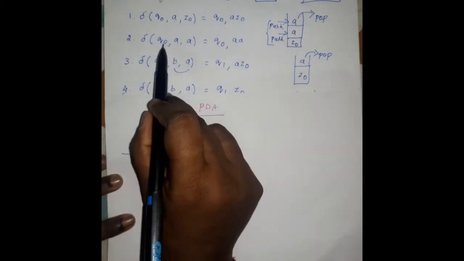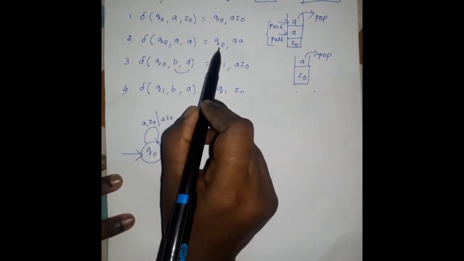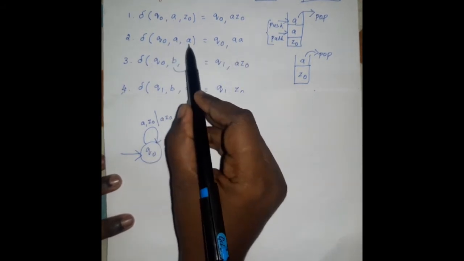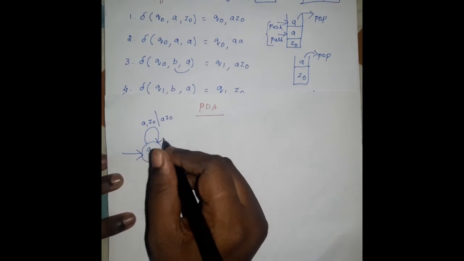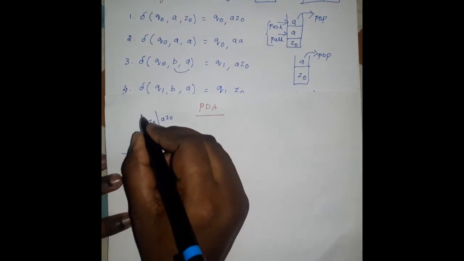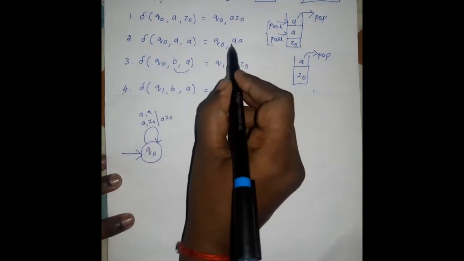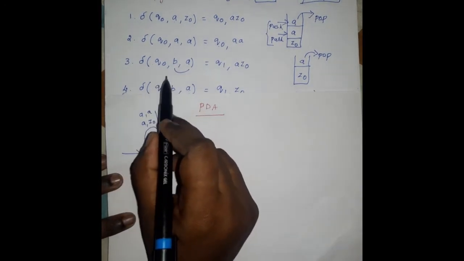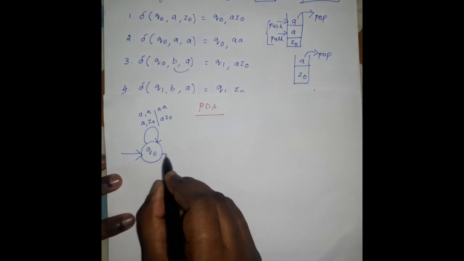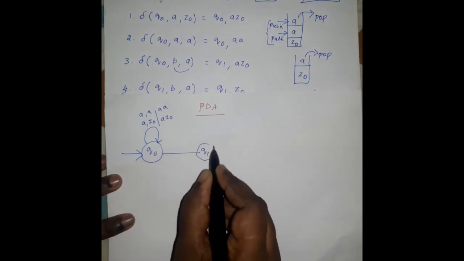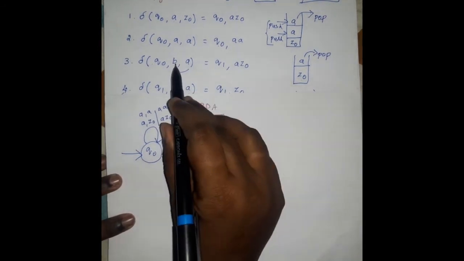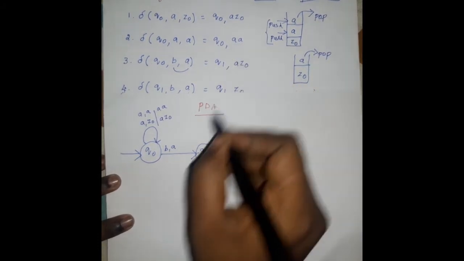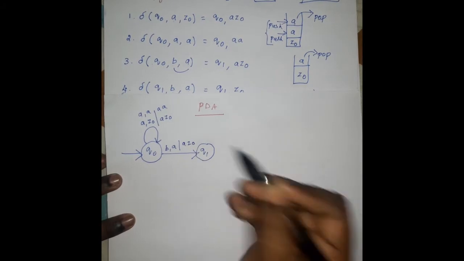So in the second step you have to check Q0 to again Q0. So here the input symbol is A and the top of the stack is A. So you have to write it in the same manner, A comma A, and the stack elements are AA. So next check the third function, Q0 to Q1. So the next state is Q1 by getting the input symbol B comma A. So B comma A bar, the stack elements are A, Z0.